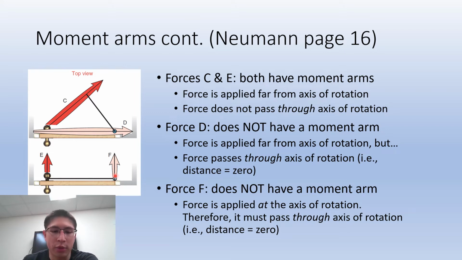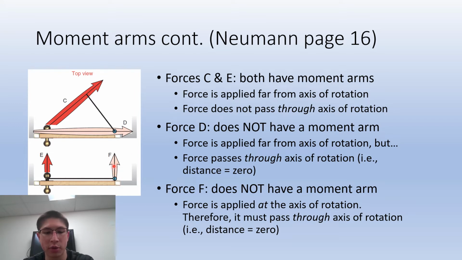Now, with force D, we have a force that's applied to the door handle over here. But in this case, the direction of the force goes straight through the door handle, and then it passes through the hinge of the door over here. So in this case, we don't actually have a moment arm because this line of force passes through the center of rotation. So there's no distance between the line of force and the center of rotation. That distance is 0, so our moment arm is essentially 0.